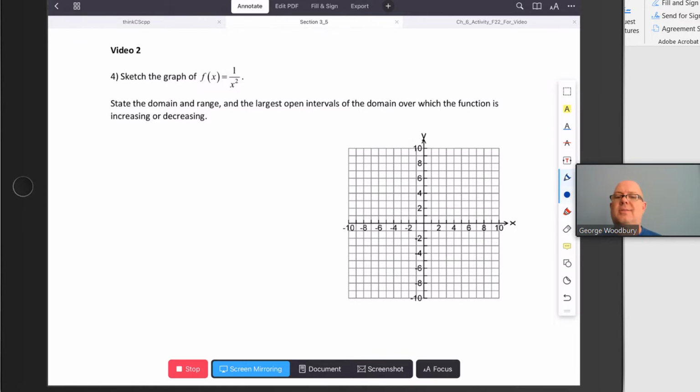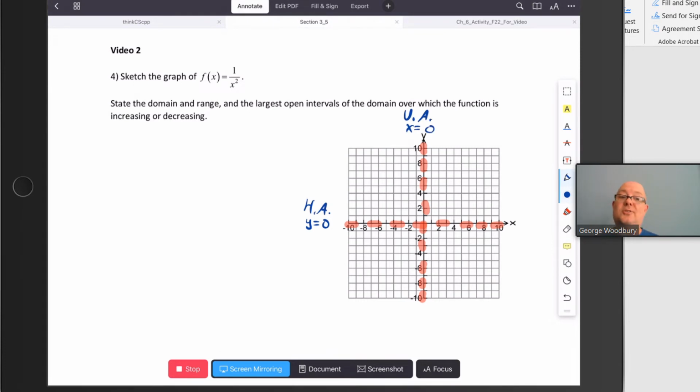In this video we'll learn about the graph of 1 over x squared and its related functions. This has some things in common with the graph of 1 over x. For instance, it does have a horizontal asymptote at y equals 0, and it does have a vertical asymptote at x equals 0.